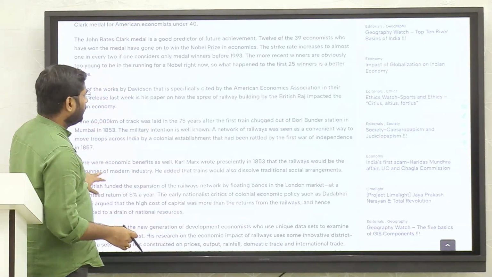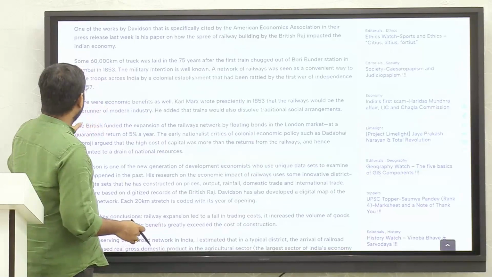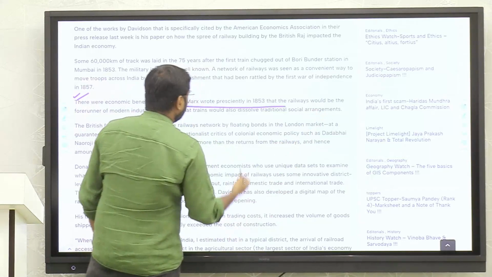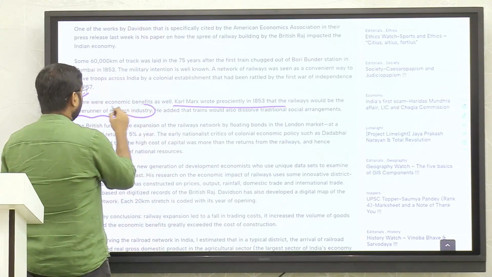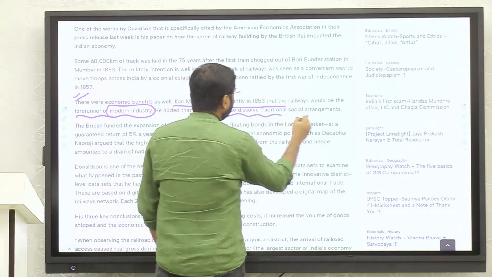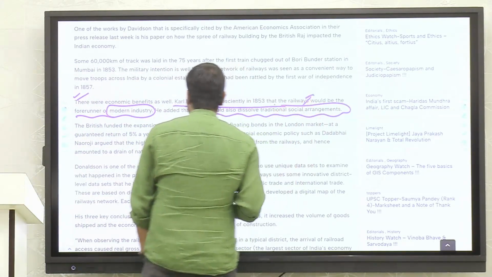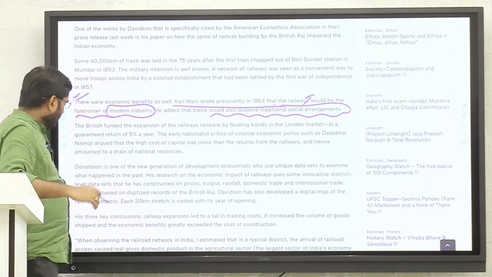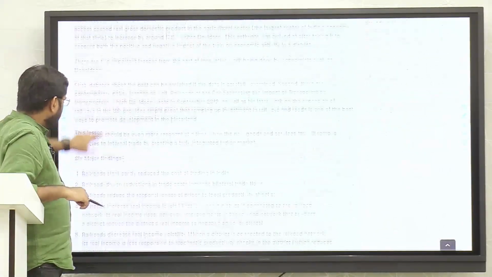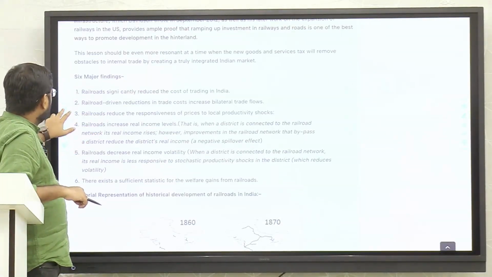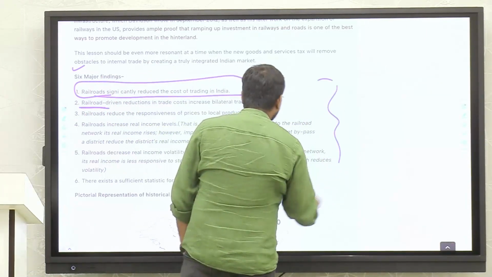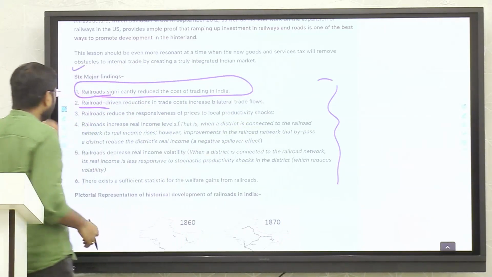Another important aspect is that you can also add this statement that Karl Marx wrote, that railway is going to change the whole society, but he also added that trains would also dissolve traditional social arrangements. That is what Karl Marx is talking about. And over here, another part is there that can also help you while writing this answer. Specifically, 6 major findings are there. Read that Dave Donaldson report, it is available on the UPSC site.